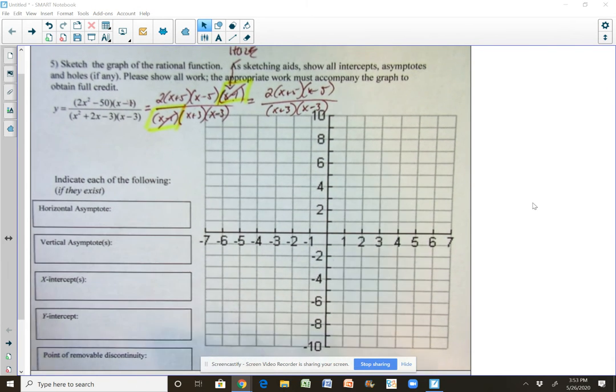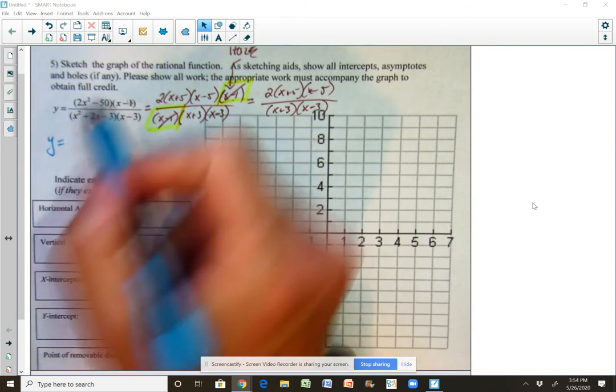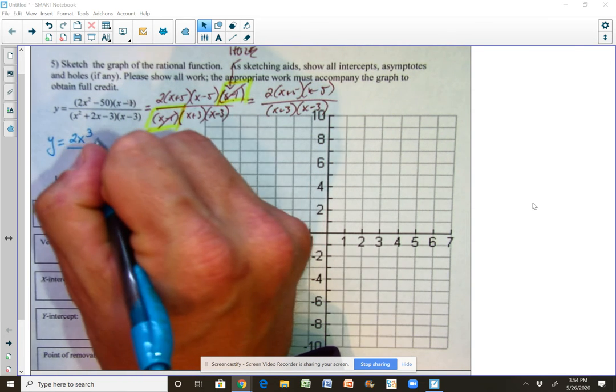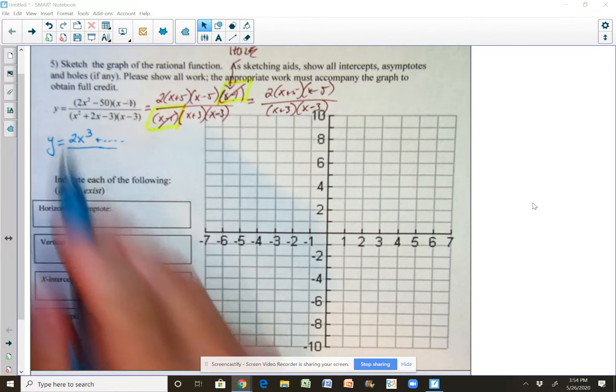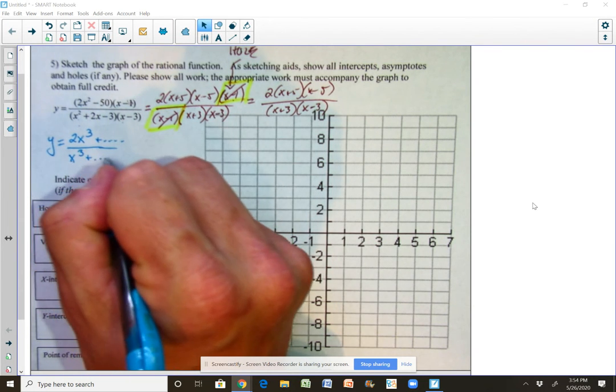All right, so a couple things in the beginning. First thing is the horizontal asymptote. We need the leading terms, right? 2x squared times x, that's 2x cubed. And then there's a lot of other stuff. And then over here we have x squared times x, that's x cubed plus a lot of other stuff.